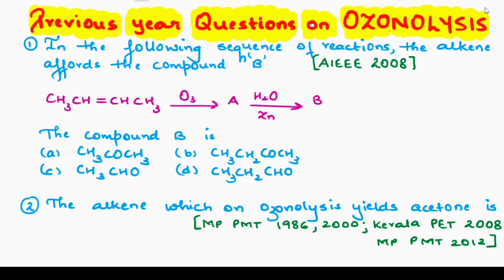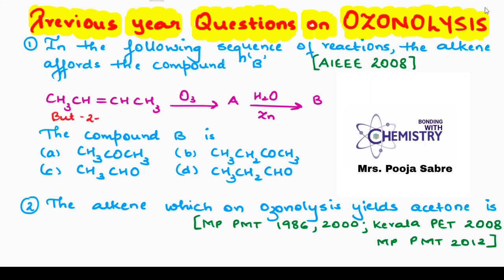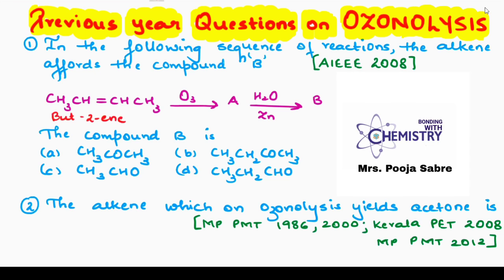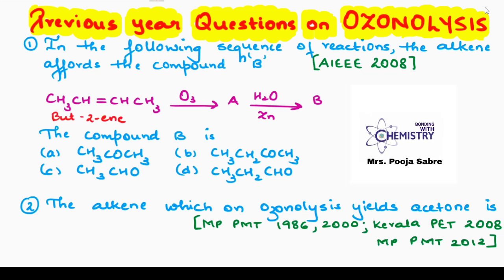So the first question: in the following sequence of reactions, the alkene affords the compound B. The reactant is but-2-ene, which undergoes ozonolysis to give A, and then further reaction with zinc and water gives B. So we need to find out what the final product, B, is.